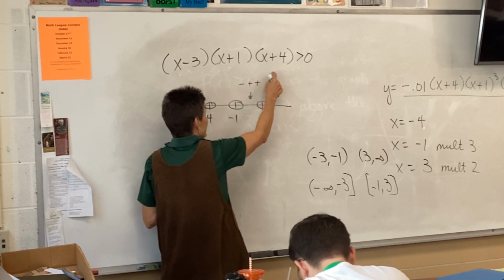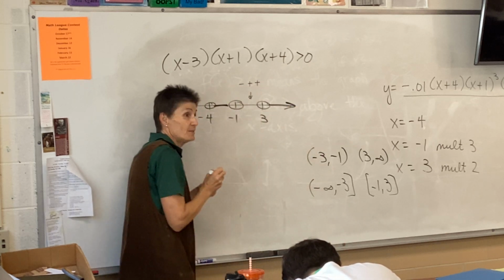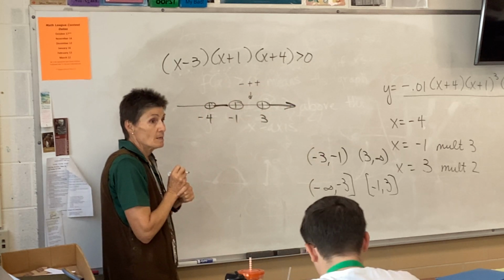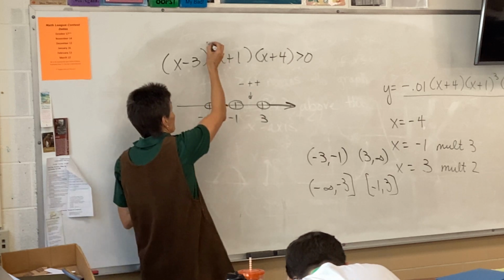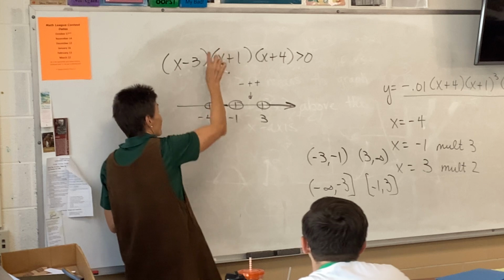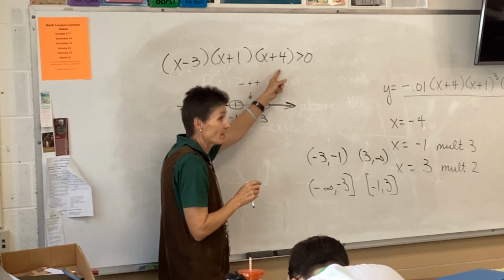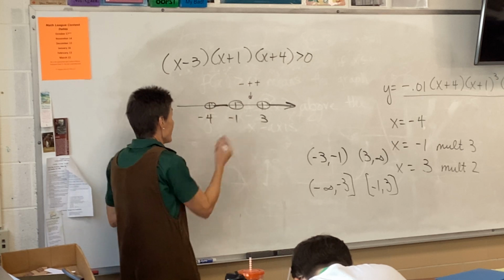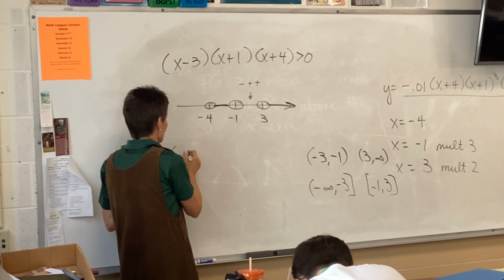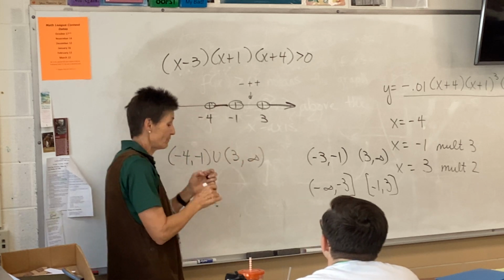So that means this section is not going to work. Because these are linear factors, that automatically means these will work. As soon as we put a squared or something in there, then we are going to have to try every section. But as long as we don't have anything weird happening, we can go this way. And our answer is negative 4 to negative 1 or 3 to infinity.